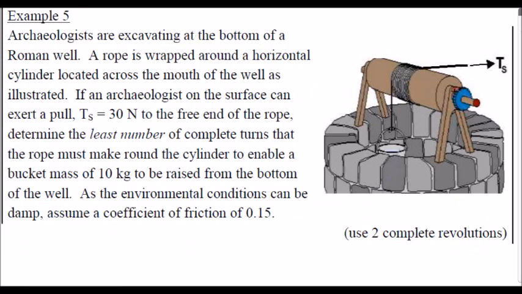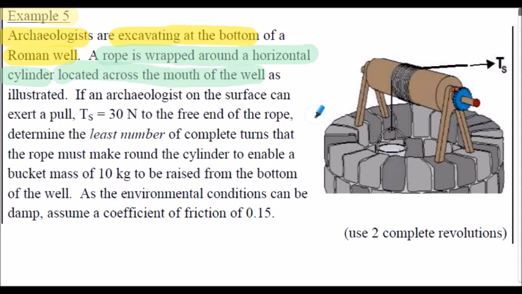Let's consider example 5 from your workbook. This example is used to illustrate a different context in which the belt drive theory can be applied. So archaeologists are excavating at the bottom of a Roman well. A rope is wrapped around a horizontal cylinder located across the mouth of the well, as illustrated. This is a sketch of the cylinder showing it positioned across the mouth of the well here.